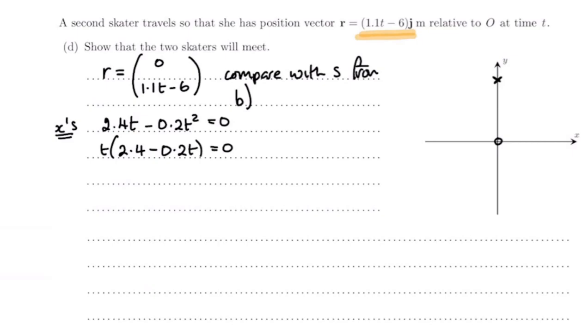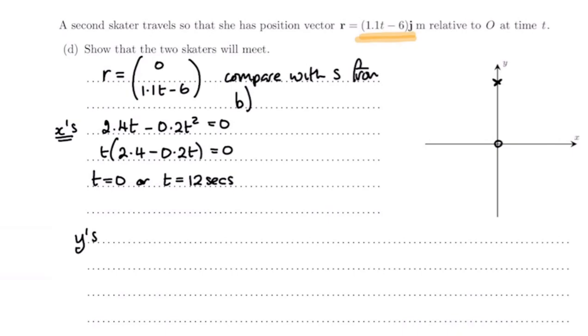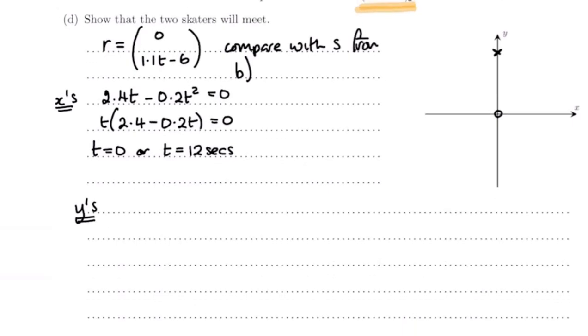Now, I'm doing this because it says show that. So t is 0, or t comes out as 12 seconds. That's the x's. Now, let's have a look at the y's. So that's negative 0.6t plus 0.1t squared equals 1.1t minus 6.